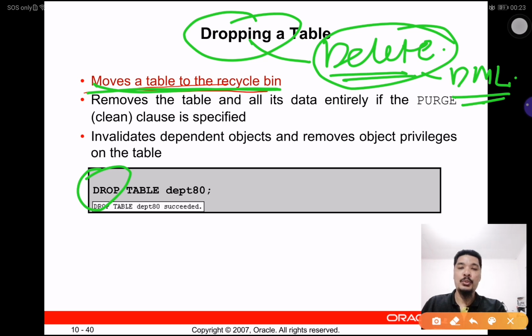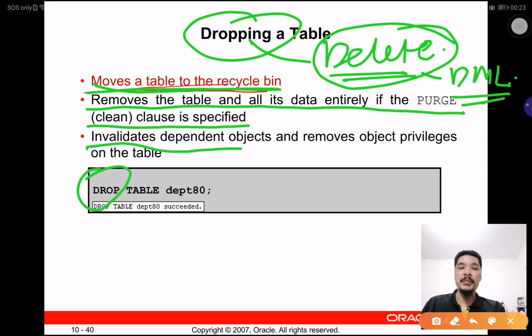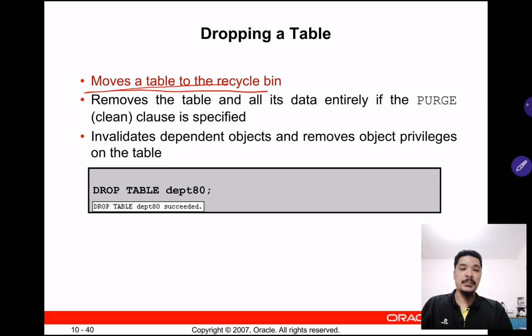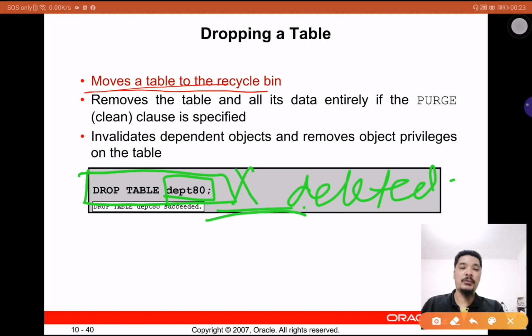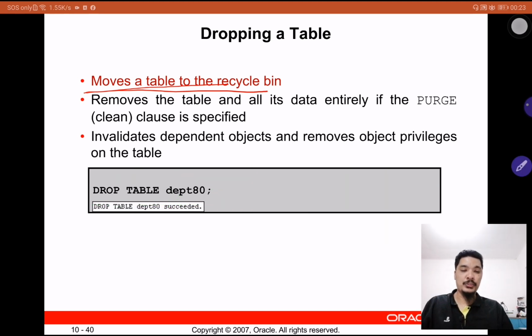This removes the table and all the data entirely if the PURGE clause is specified. It invalidates dependent objects and removes object privileges on the table. It's a simple one. The statement is DROP TABLE followed by the name of the table, department80. Automatically it will be dropped, or deleted, from our database. Quite simple.